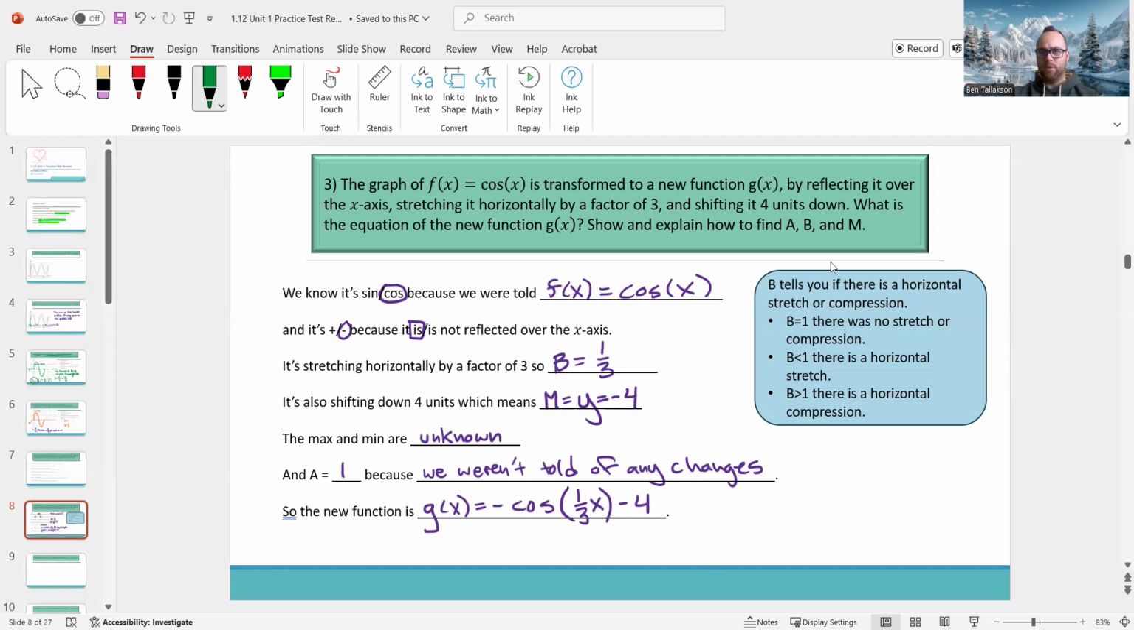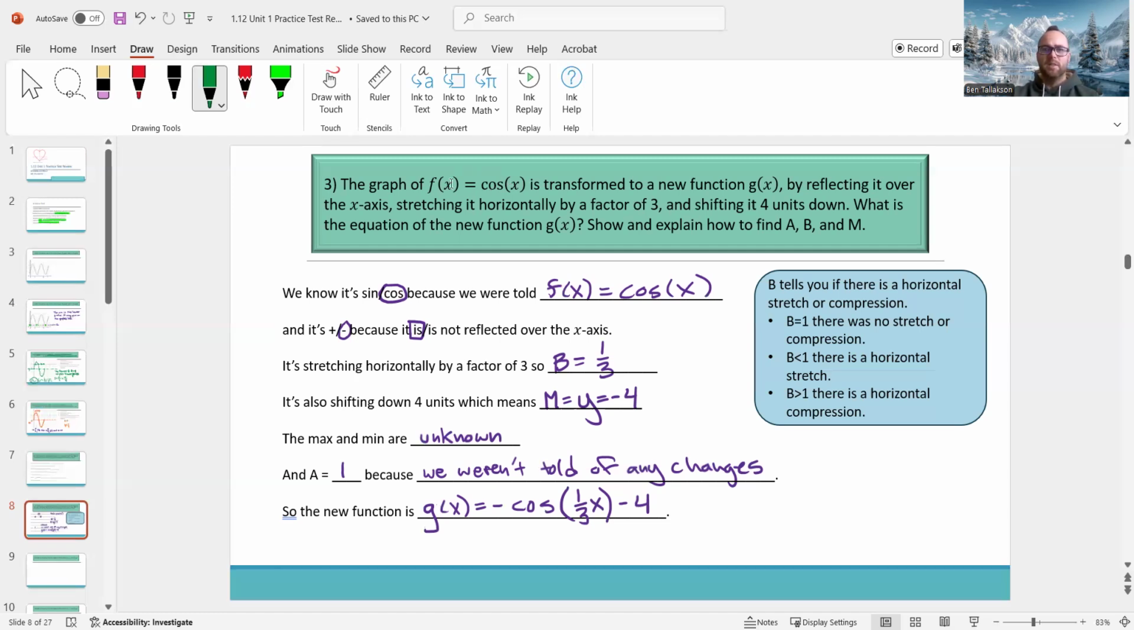Now I'm going to quickly revisit B here because this is possibly the most confusing part of all of this. B tells you if there's a horizontal stretch or compression. If B equals 1, that is the same as your parent function, right? You don't see a value there, you know it's 1. Invisible coefficients are always 1. So no stretch or compression, it's the parent function.